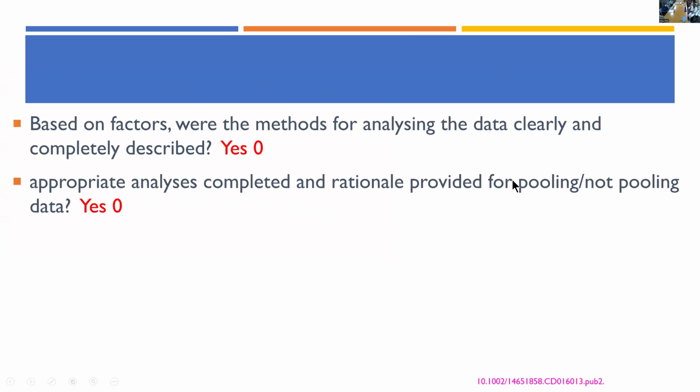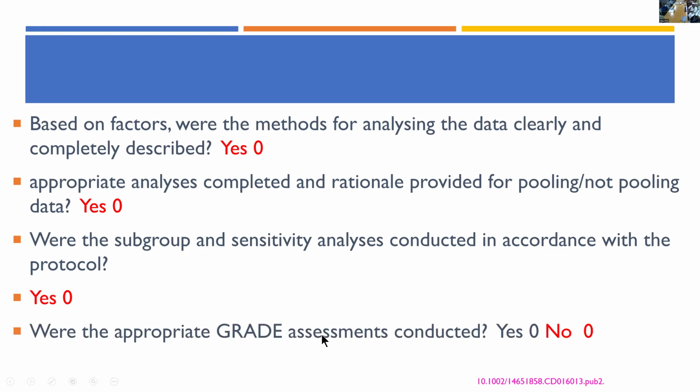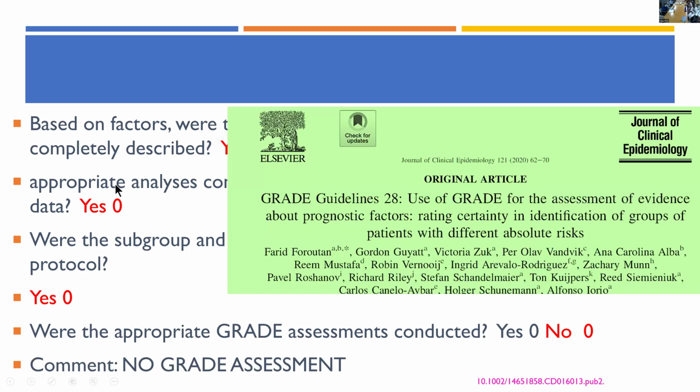Was there a rationale for pooling or not pooling? Yes. Were the subgroups and sensitivity analysis in accordance with the protocol? Yes. Was grade assessment done? No. Unfortunately, they didn't do any grade assessment. Last week we did grade for RCTs. There is a grade article for prognostic studies. So they could have done a grade assessment, but they didn't.